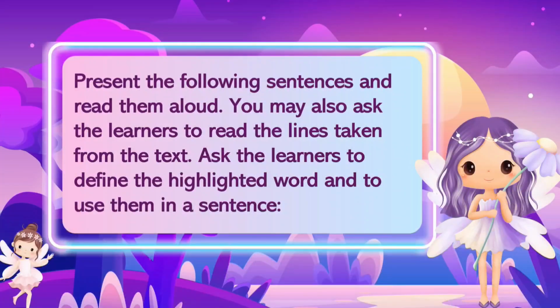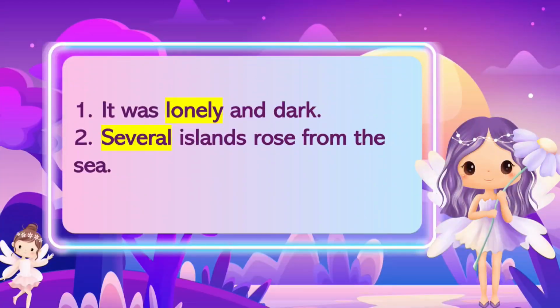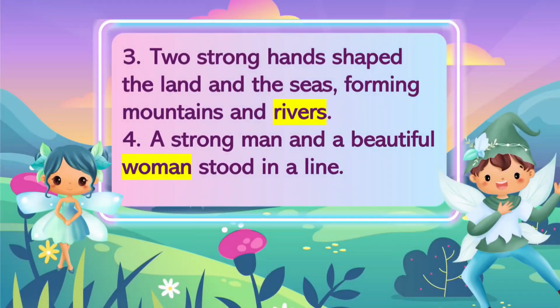Now, present the following sentences and read them aloud. You may also ask the learners to read the lines taken from the text. Ask the learners to define the highlighted word and to use them in a sentence. Number 1, it was lonely and dark. Number 2, several islands rose from the sea. Number 3, two strong hands shape the land and the seas, forming mountains and rivers.